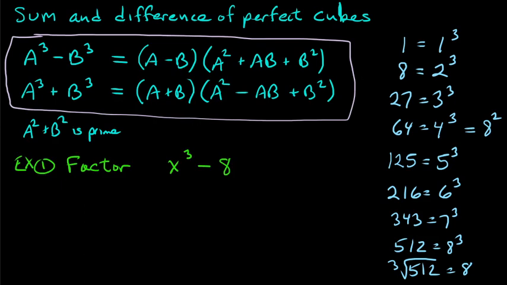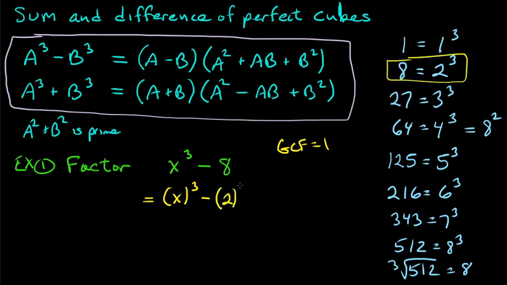So let's start with the easiest example I can think of, x cubed minus 8. How do we factor that? Well, first of all, GCF is 1. Don't forget that. That applies here as well. And this is going to be a perfect cube. It's x to the power 3 minus 8, and 8 is 2 to the power 3.